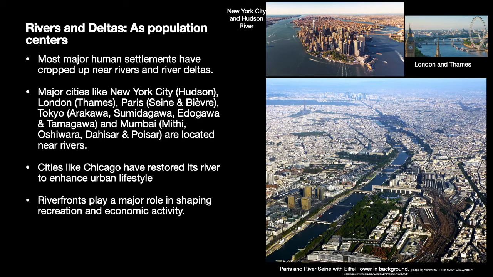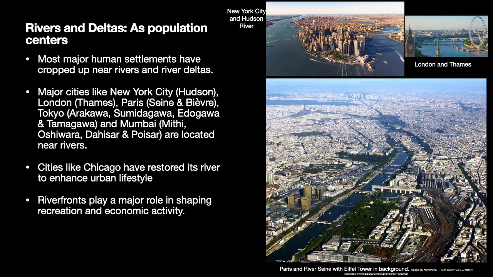Here I'm going to talk about the present day. Even in the present day, we have major cities, major population centers and economic centers that are focused along rivers and river deltas. On the right hand side, we have New York City, in the Hudson River Bay, basically along the Hudson River. We also have London along the Thames, and Paris is situated along the Seine River.